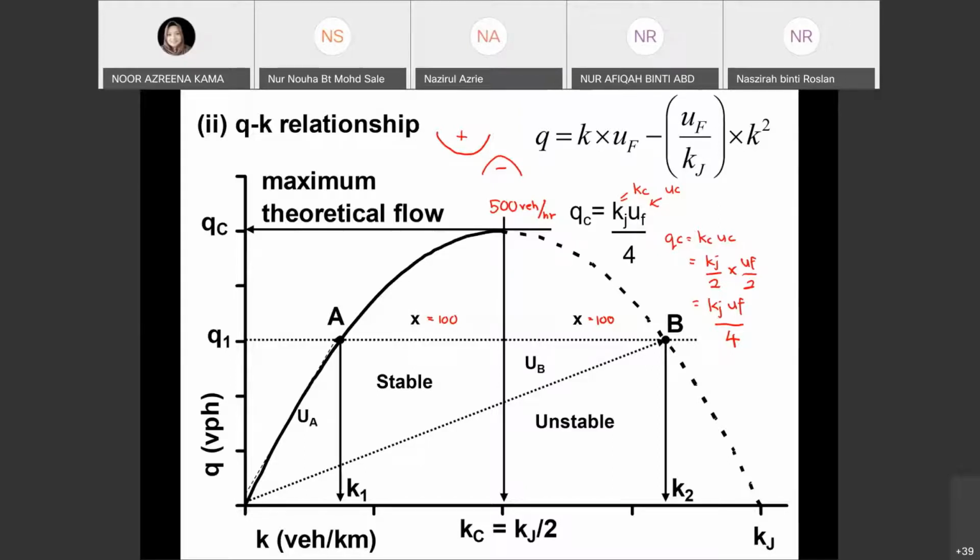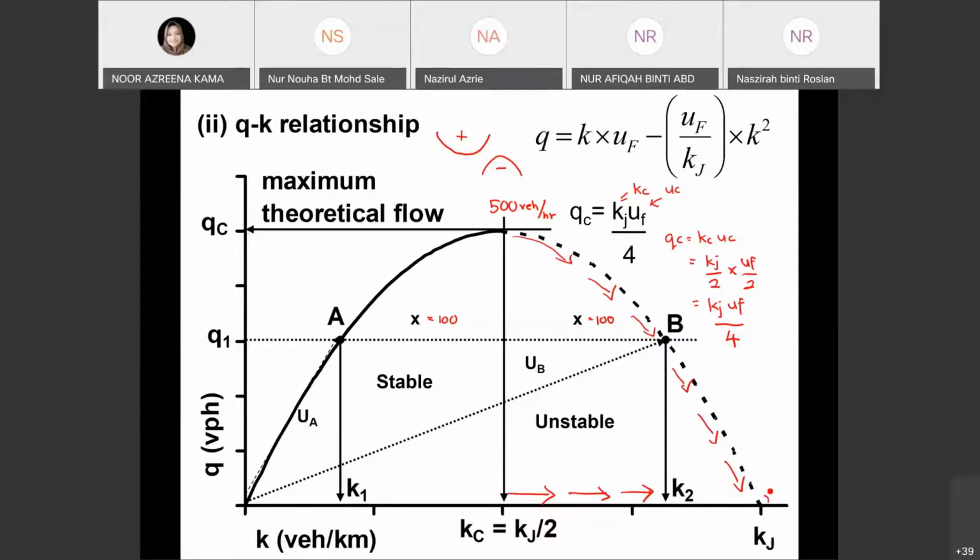But when the number of vehicles keeps increasing, maksudnya dia dah melepasi KC ni, dia tambah lagi, so what will happen to the flow? The flow starts to drop. Flow menurun. Maksudnya aliran kenderaan, flow ni kita boleh bayangkan dia sebagai movement, pergerakan. Bila lagi banyak kereta, apa jadi dengan gerakan kenderaan tu, dia makin perlahan. Bila banyak lagi kereta, dia jadi slow, lama-lama dia akan jam. Betul kan?